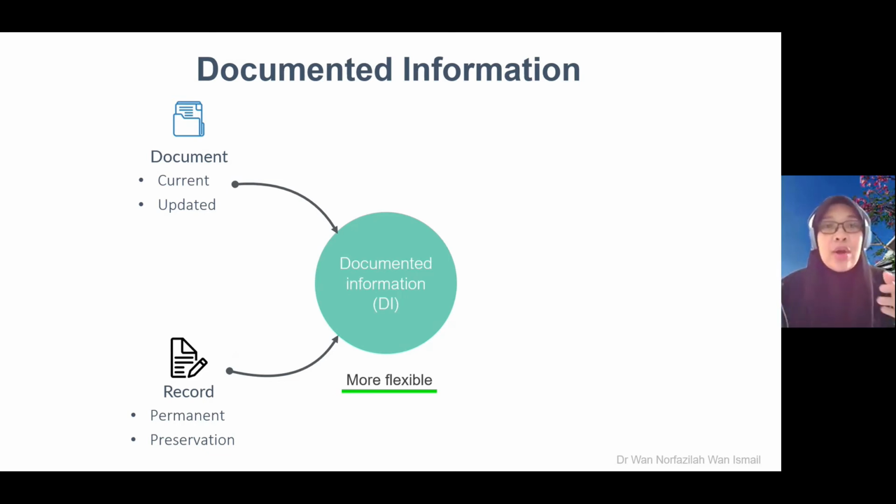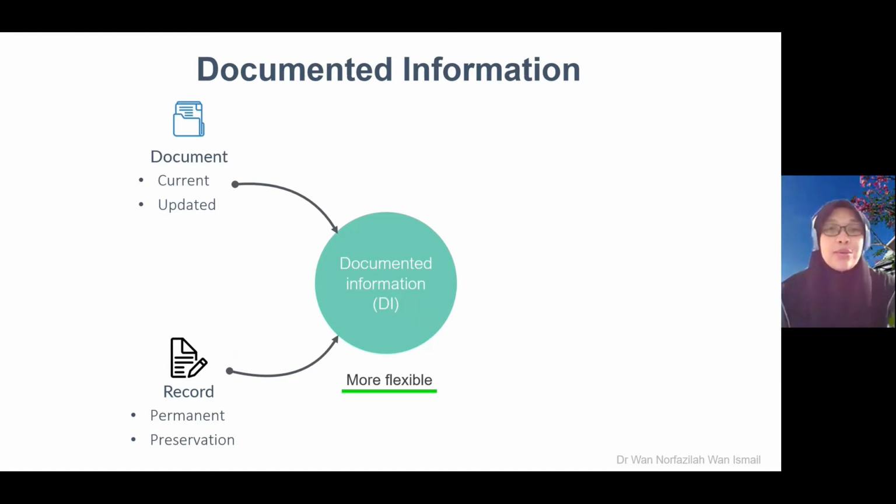The example of record is your lab report. Lab report ada results kan? So results tu you tak boleh simply edit. It comes from the machine. Tapi result dia tak cantik lah, saya nak ubah. Tak boleh. That one is record. Kalau you pergi hospital, ada record kesihatan kan, that one is permanent, preserve, that one is record. So you cannot do any editing on this record. Tapi document kalau lab manual boleh update.